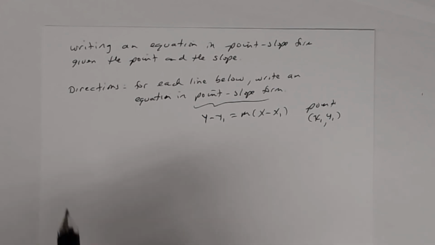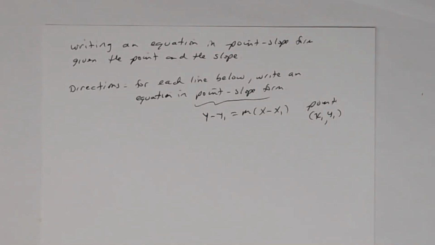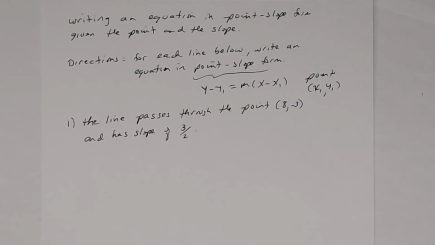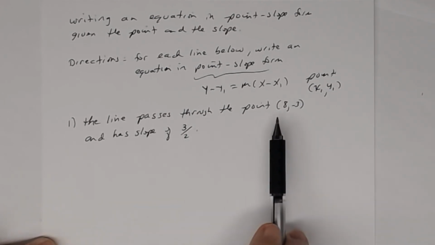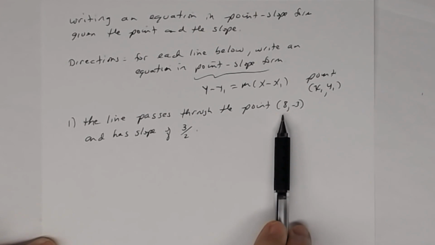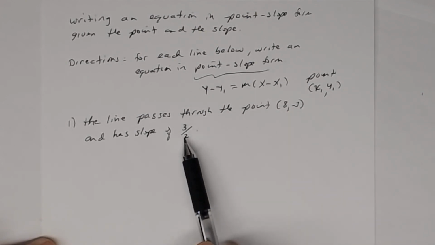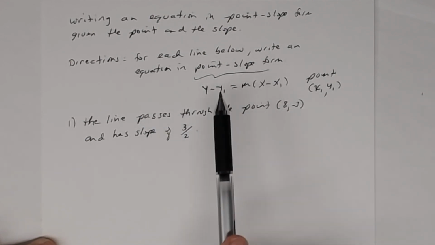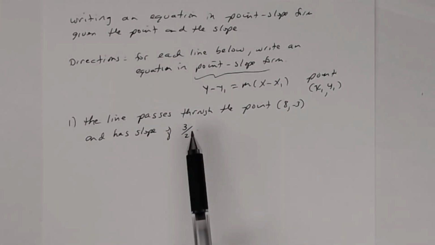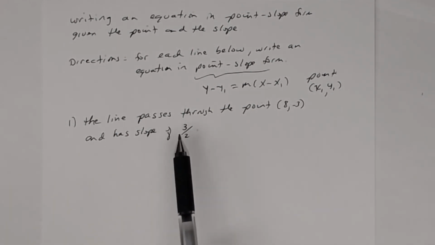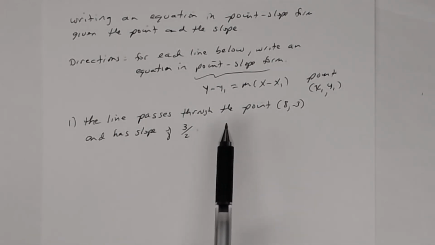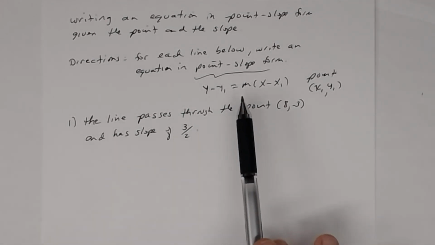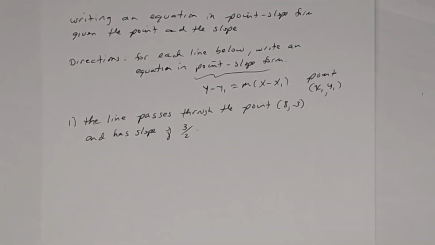All right, let's look at the first example. You're given that the line passes through this point, so this point is on this line, and it has this slope. You want to find this equation in point-slope form. It's actually pretty easy, because you're just told to leave it in point-slope form, not to write it in slope-intercept form. But before we do that, let me remind you what you're trying to do.